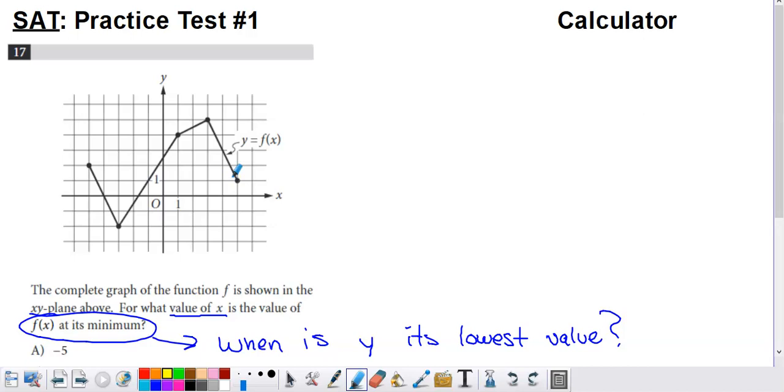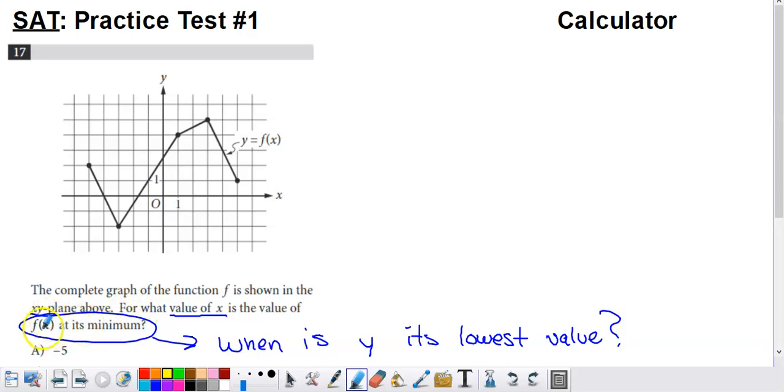This would be called a piecewise function, mainly piecewise linear. Depending on which stretch of x values you look at, you're looking at a certain piece of a line that graphs the overall function for that stretch of x values. It tells us in the problem statement that the complete graph of the function f is shown in the plane above. For what value of x is the value of f of x at its minimum?